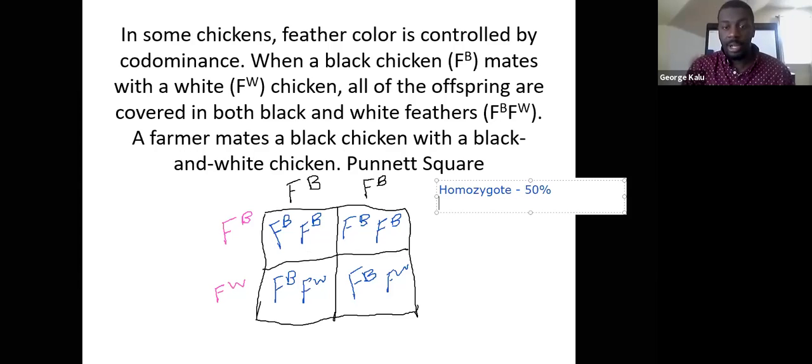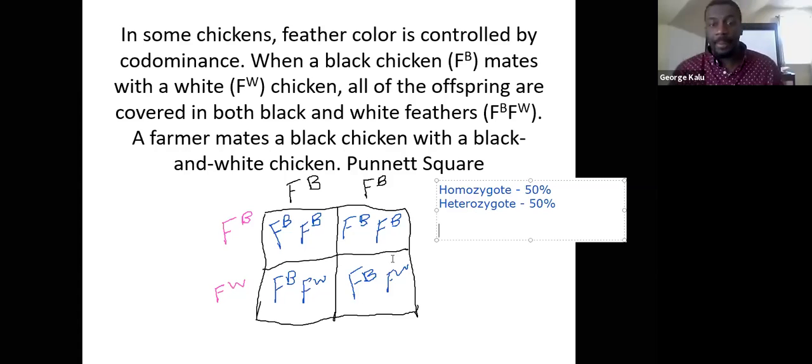What about the chances of getting a heterozygote offspring? Right, 50%, again, perfect. Again, we have two copies of different alleles, FB over here and FW over here, and we see that in two of the four squares as well. Now if we want to interpret this further and look at the phenotypes, what is the chance of us seeing an offspring that is completely black? So a completely black chicken.